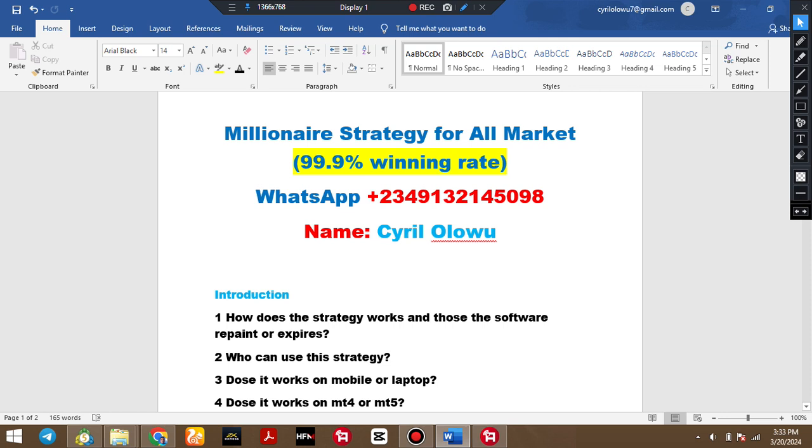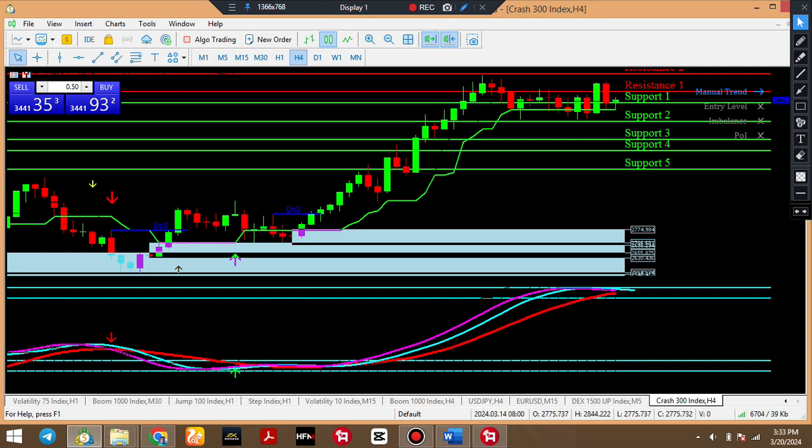So now let's move to the chart. Let me take you to my chart. Now, here is the software. When you look at it, it may look somehow confusing, you may not understand it at first, or when you look at it just like this, you might be doubting if this will actually give results as said. Now, this is on Crash 300, and this is on the 4-hour time frame. So I'm going to be explaining how to use it and how to get a good output, good return from it rather.